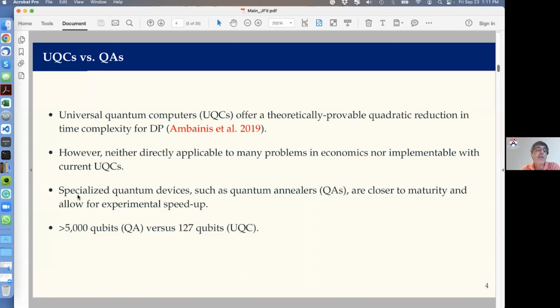So we decided instead to look into quantum devices such as quantum annealers that are closer to maturity and allow for experimental speedups. And quantum annealers these days have as much as 5,000 qubits, even a little bit more, so you can actually start doing this a little bit in real life.